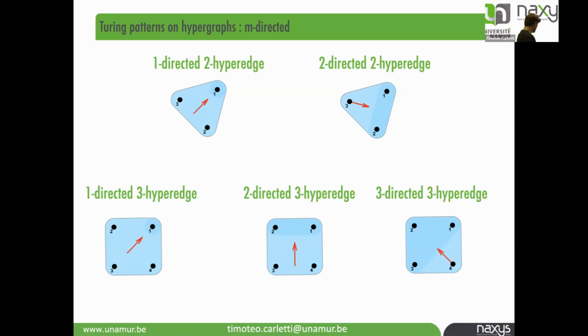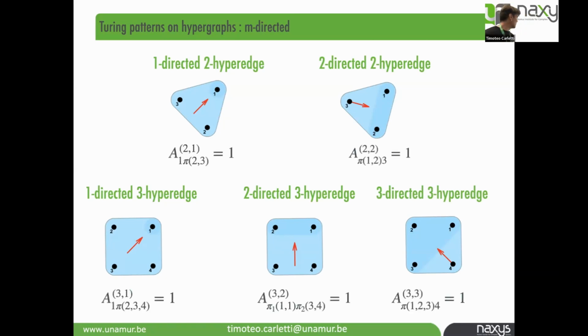I put the arrows just to mention the direction of the reaction, but there are no links. There are really hyperedges here. And so you can encode this with a tensor where now you have two indices, one for the size and one for the directionality. If you want, you can call head the nodes where you point to, and tail the others. Because 2 and 3 can be exchanged, I can put here any permutation of 2 and 3. Or here again, 1 and 2 can be permuted, and 3 and 4 can be permuted because each group is separated.